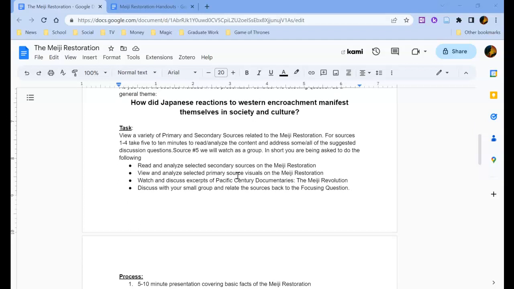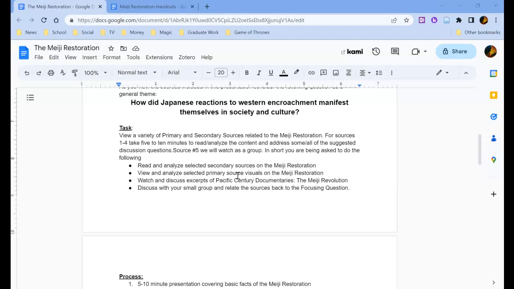The task would be, again, explained here. Again, the idea of giving this to a high school class or undergraduates, you don't need to give them some focused instructions, is to read and analyze two different secondary sources on the Meiji Restoration. There are two sets of primary source visuals on the Meiji Restoration, and then there's one excerpted documentary, which is actually the same documentary that Professor Lee had us watch in our week 8 or 9 when we were covering this time period in Japan.